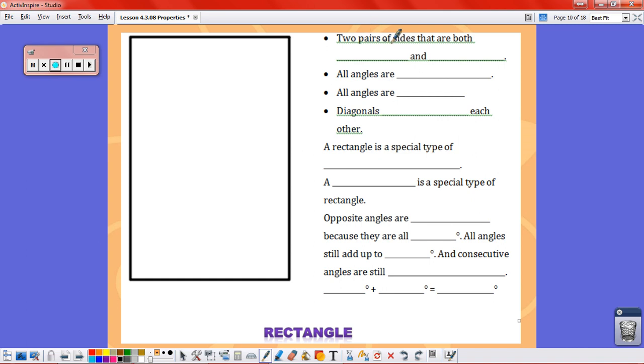Alright, a rectangle. Two pairs of sides that are both congruent and parallel, just like a parallelogram, because a rectangle is a subdivision of a parallelogram. So, congruent and parallel.